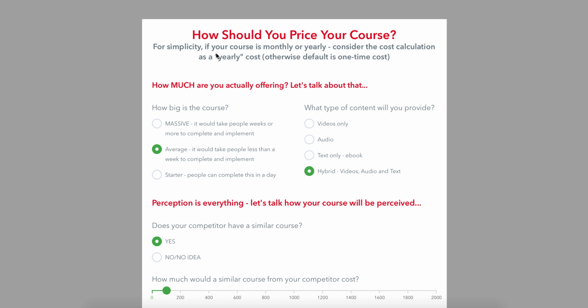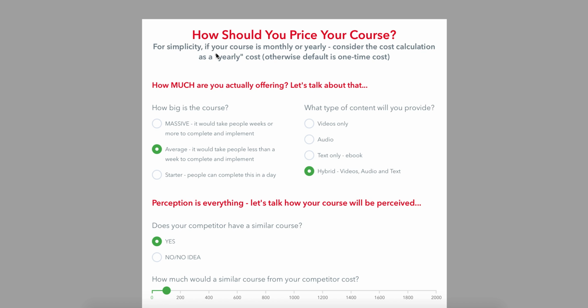Okay, so I'm over here at Kyvio's specific pricing calculator. Neil and Steven were awesome enough to put this together so that you can get a really good idea about where you should price your product without having to do a lot of digging.